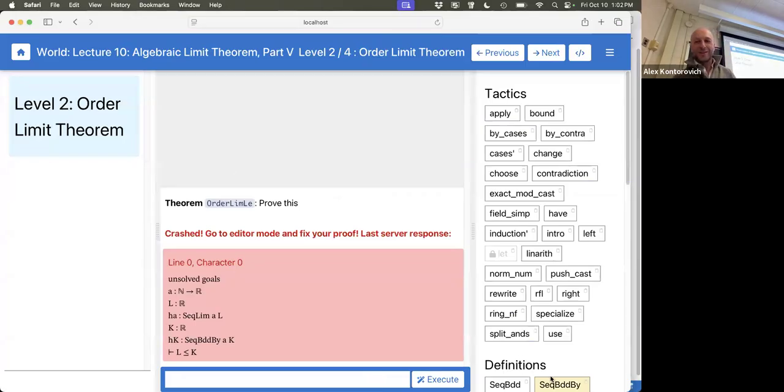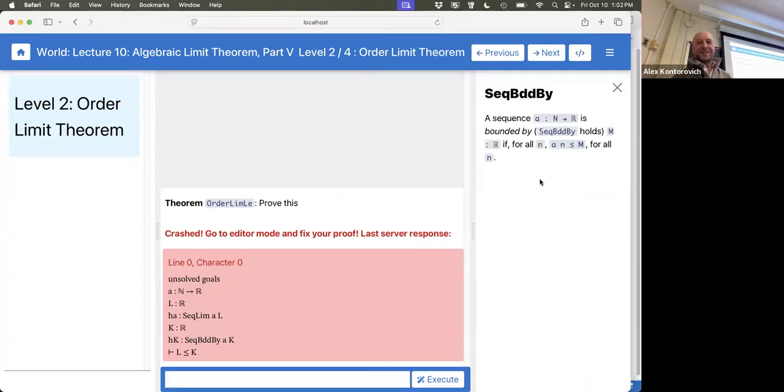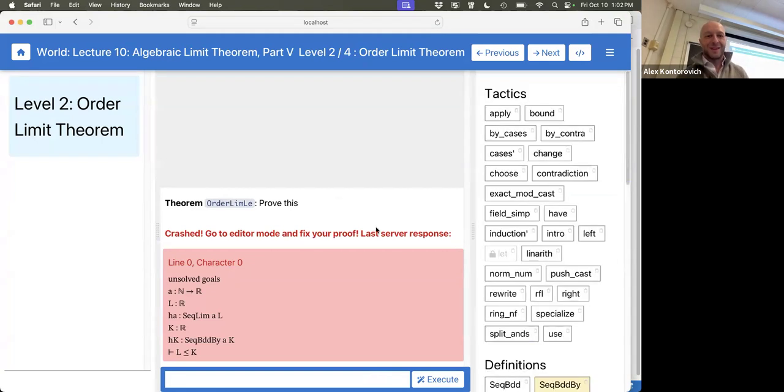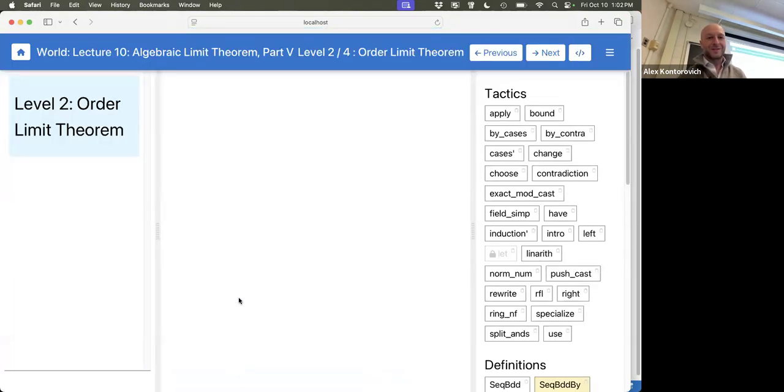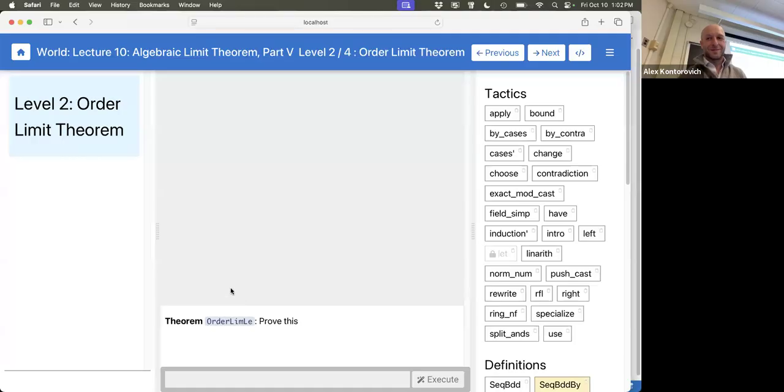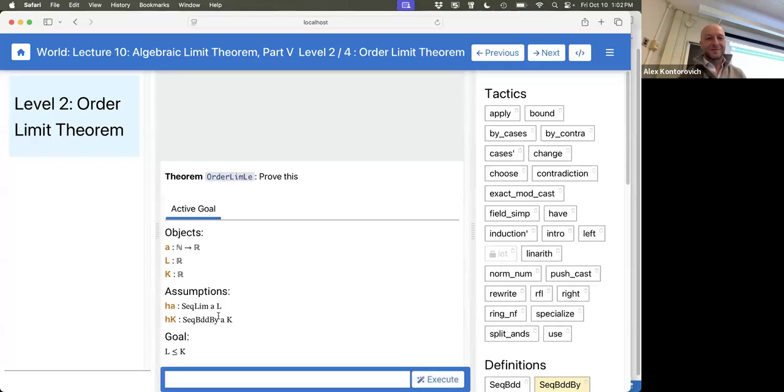Okay, so there's now a new thing called seek bounded by. Seek bounded by says, unlike seek bounded, where sequence bounded was the absolute value of the sequence was bounded, seek bounded by says that the sequence is bounded above by some number m. And you have to specify what that number m is. And now, let me just reload this. Now it says the sequence A is bounded by K.